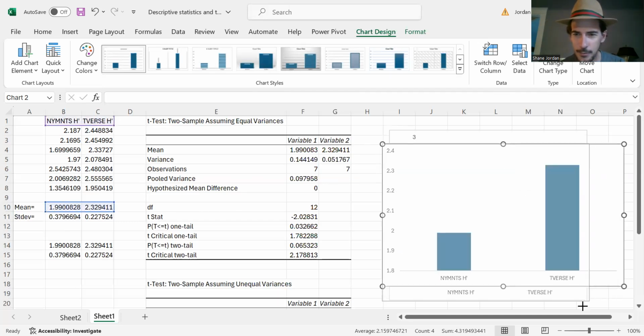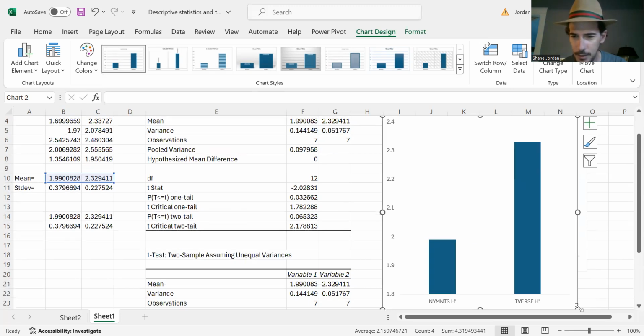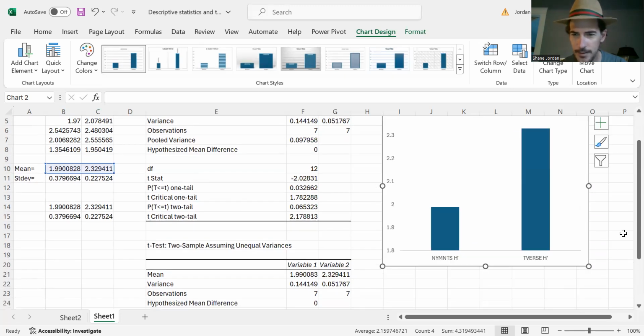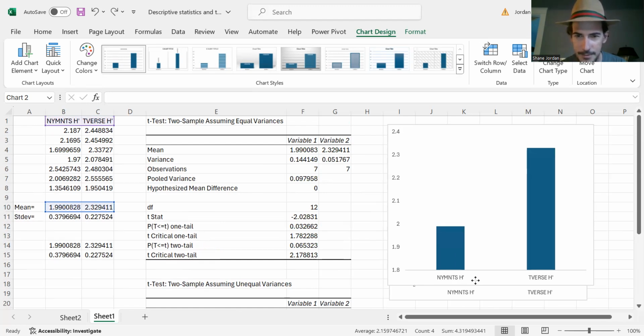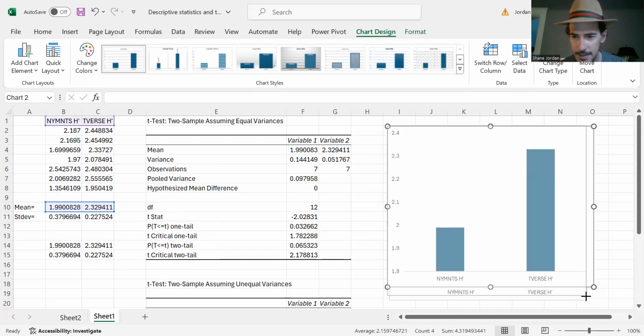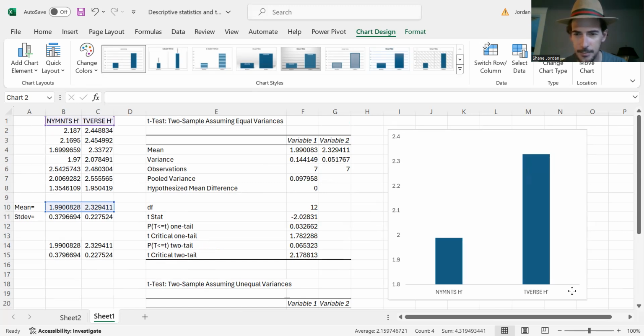And as I mentioned before, it's kind of nice to present a plot like this in more of square dimensions rather than rectangular dimensions. So I've gone ahead and done that. That is aesthetic, and that's kind of up to you.